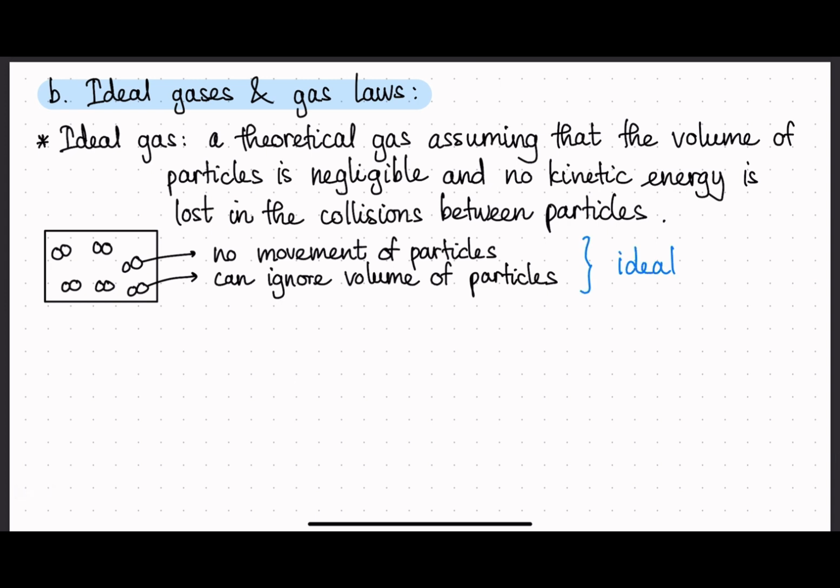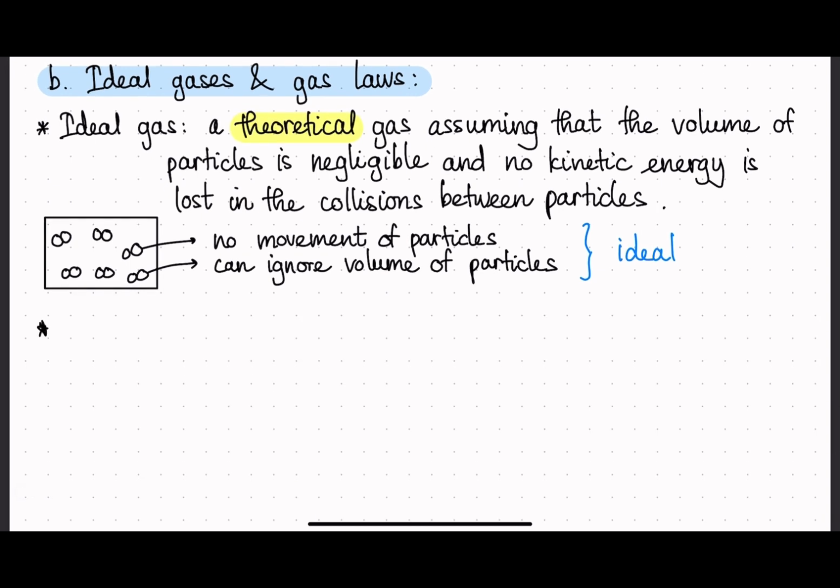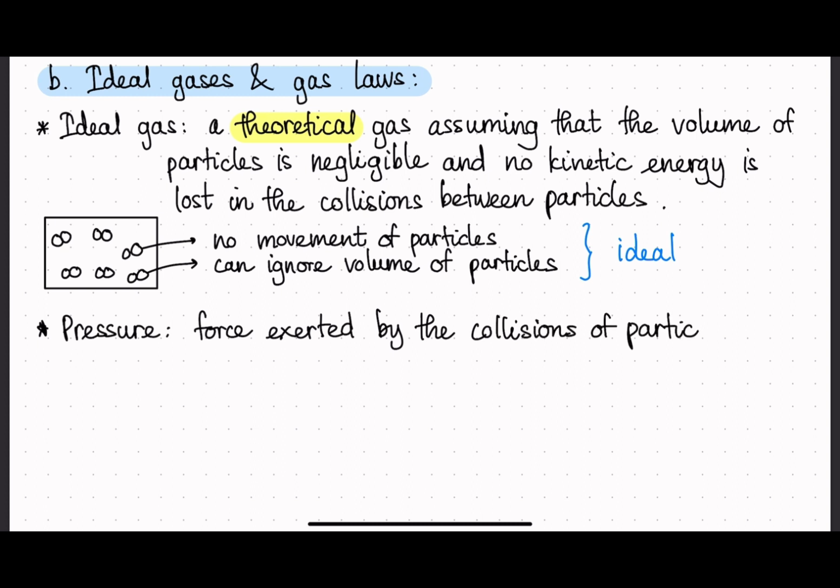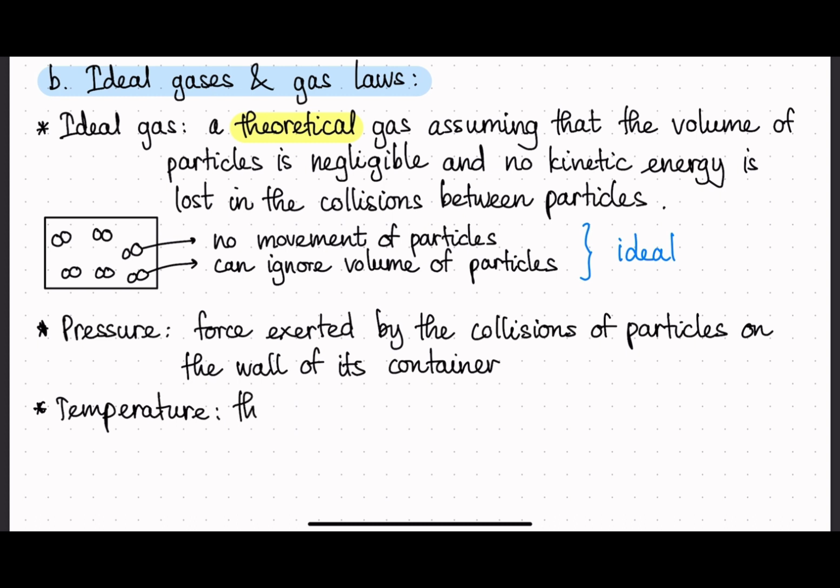Okay, so then we need to know the definition of pressure and temperature in order to understand their roles in the ideal gas law equation. Pressure is basically just the force exerted by the collisions of particles on the wall of its container. And the temperature is just the average kinetic energy of the particles.